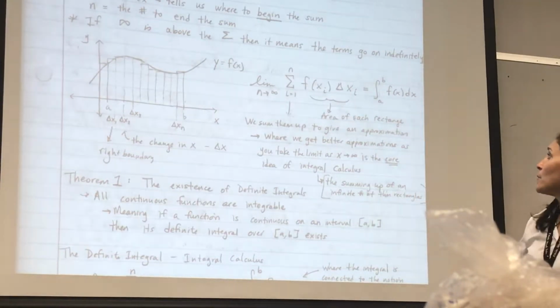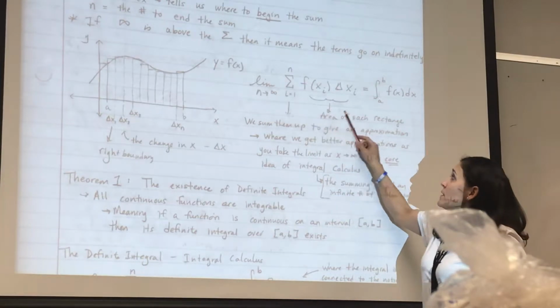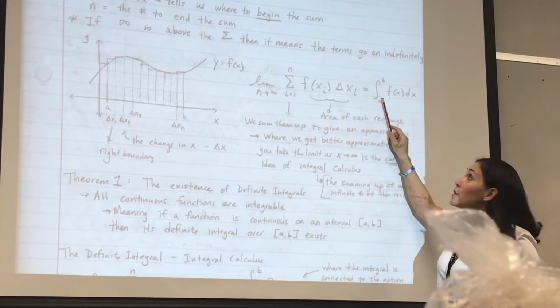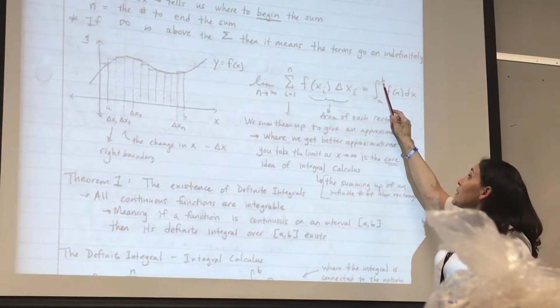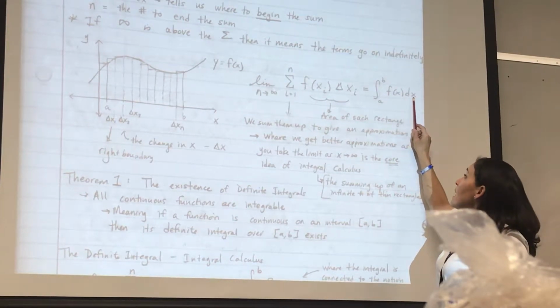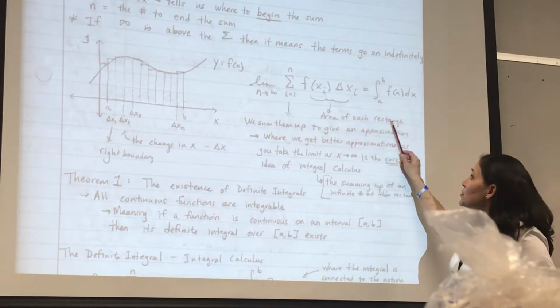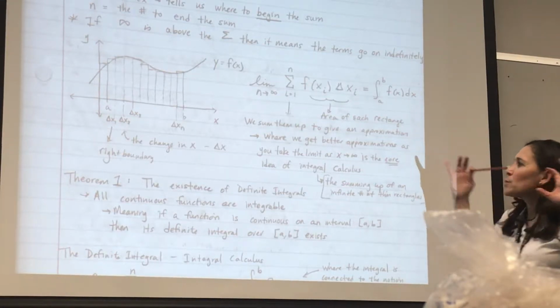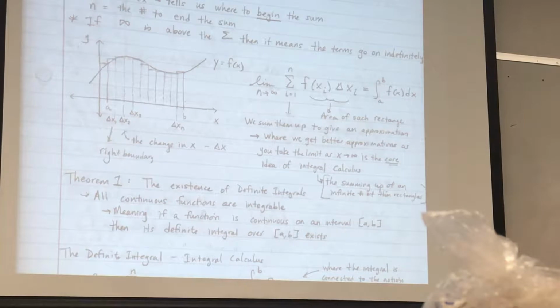Base times height. And what we do is this converts to our integral right here. This is our integral. This is our lower bound and our upper bound of the function f of x dx. So this is the area of each rectangle. We sum them up to give an approximation, where we get better approximations as you take the limit as the change in x approaches 0. And that's just the core idea of integral calculus, where we can get a large sum and do it in one simple step, is what they're trying to simplify it with, okay?